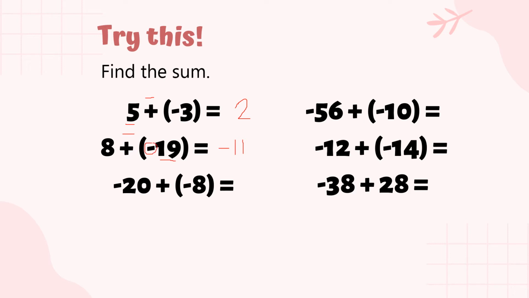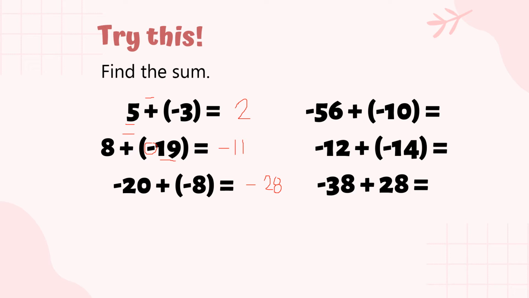-20 plus -8. Okay, correct. The result is -28. So notice that they have the same sign, both are negative. So simply add the two and copy the common sign, which is negative.